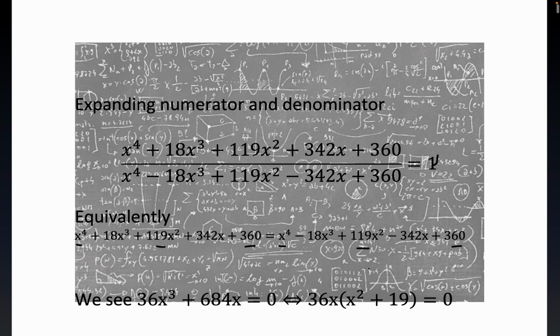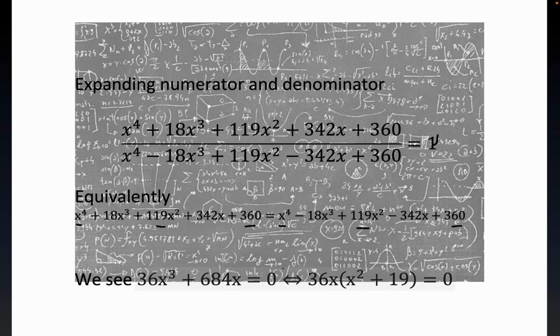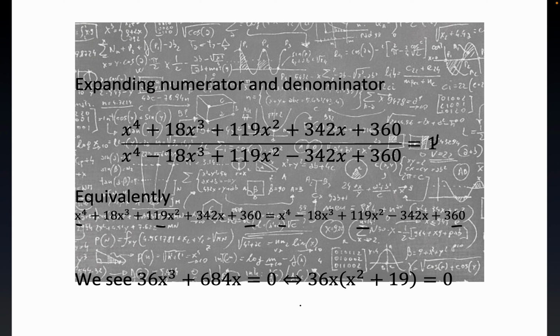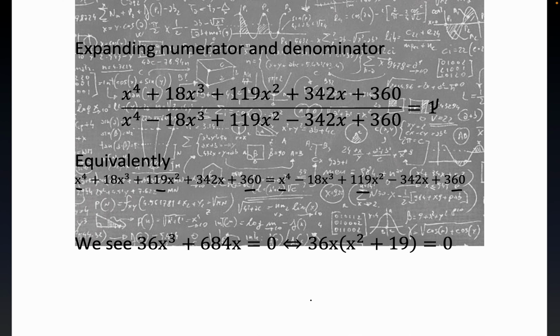All right, and so what happens is when you collect like terms, you get a doubling effect. You see, you have minus 18 on this side, okay? And then you have plus 18 on this side, and so that's where this 36 comes from. That's where the 36x cubed comes from, and also where the 684x comes from, because that's 2 times 342. All right, now, it turns out 36x is the greatest common factor, and so you can clearly see that the 0 that we got, x equals 0, is a solution.